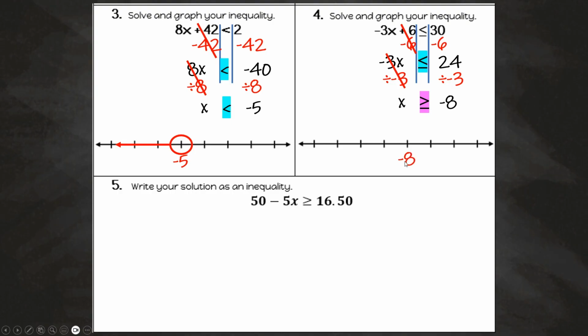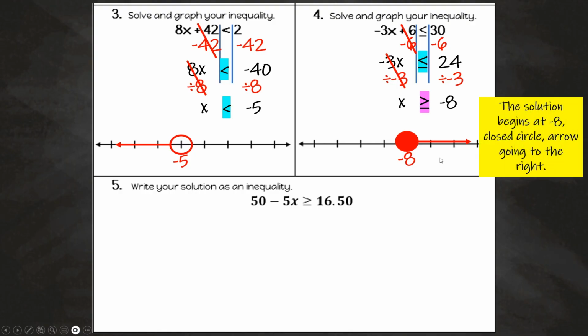We're going to put that on our number line, -8. We have a closed circle because it includes -8, and it will be going to the right. The solution begins at -8. We will have a closed circle, arrow going to the right. So you saw a question like that on question number 1. You may see a question like that again in the future. So it's important that you understand that the solution begins at is always whatever you found on the other side of your inequality symbol.